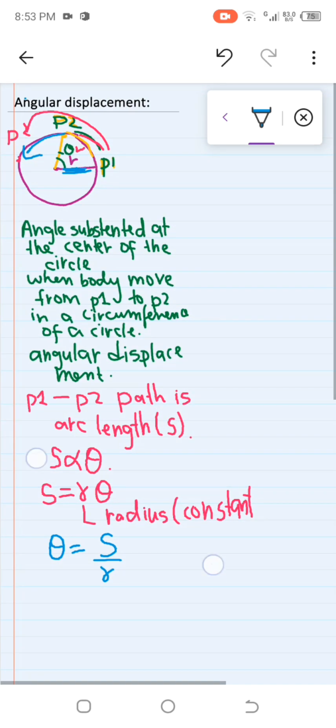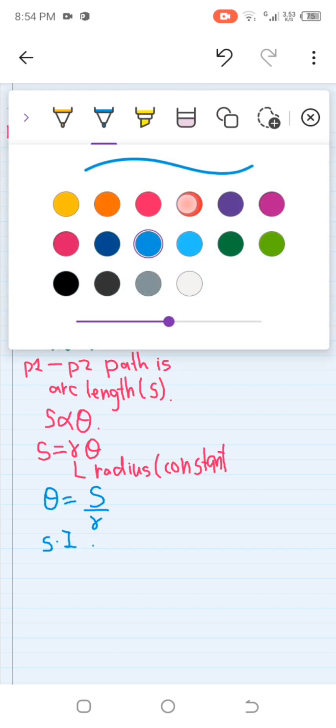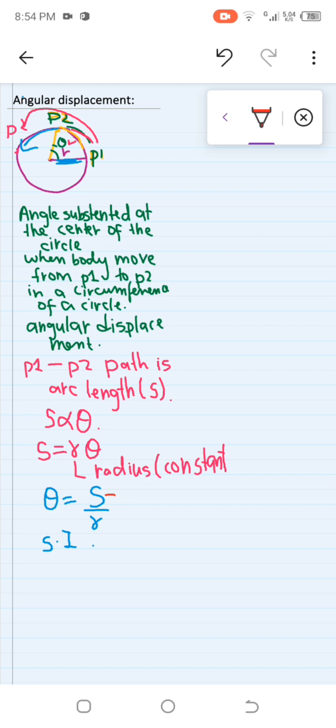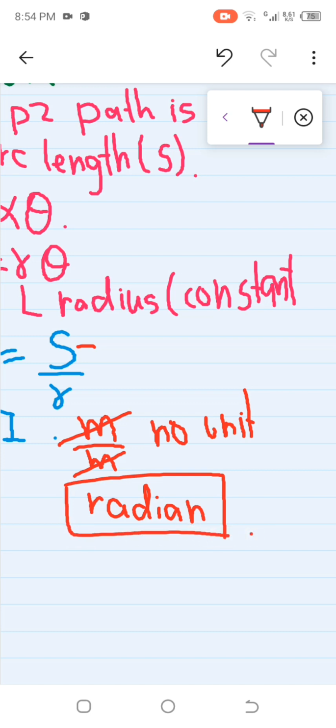Fine. After that, let's find the SI unit. The arc length is one type of displacement, so its unit is meter, and the radius unit is also meter. So the meters cancel and it has no unit. But we denote it with a unit because it is noted as radian. Here we don't have any unit, right? We have denoted it as radian.